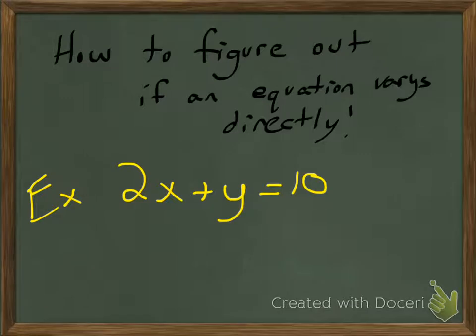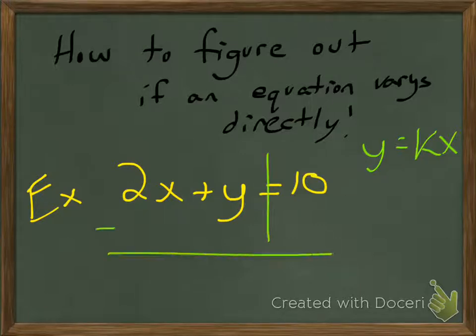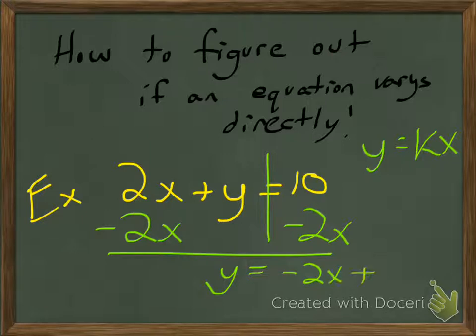So how do we figure out if an equation varies directly? We want to solve it for y. If it looks like this, then we're good. So let's do that. To solve this for y, I have to move the 2x to the other side, so subtract 2x from both sides. And I get y equals negative 2x plus 10.